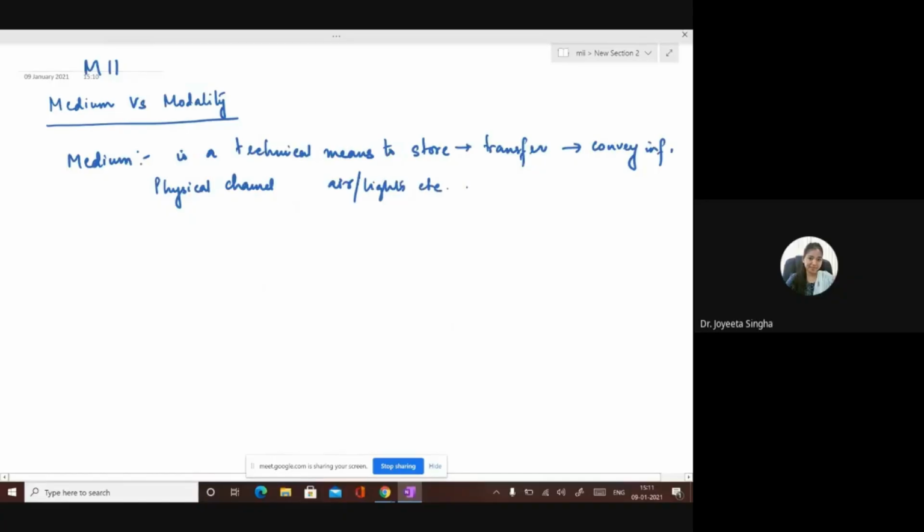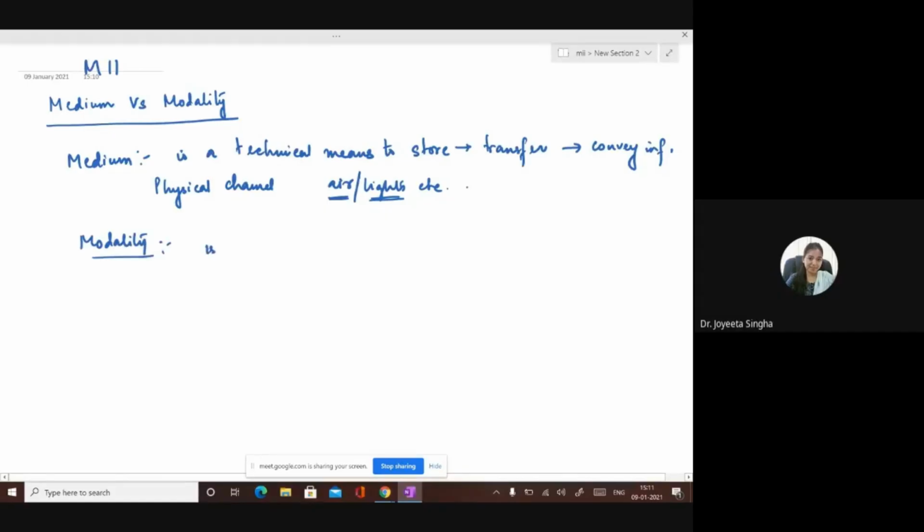Okay, so for instance, in case of acoustics, in order to transfer your voice or any kind of music, air is the physical channel, or air is the medium. And in order to see visual information, you use the medium light. Okay, so this is the definition of medium. Next, we have seen what a modality is.